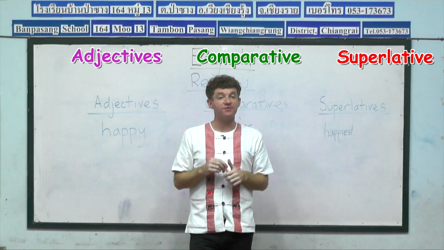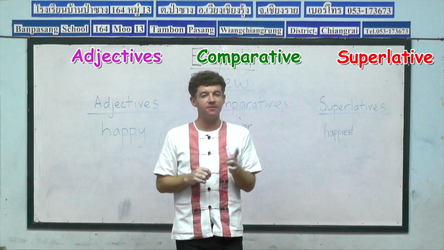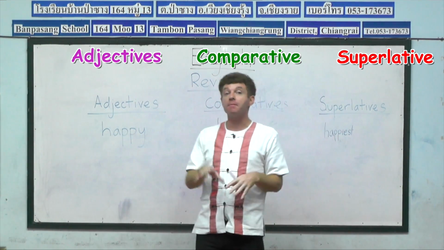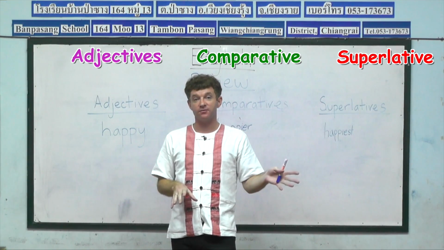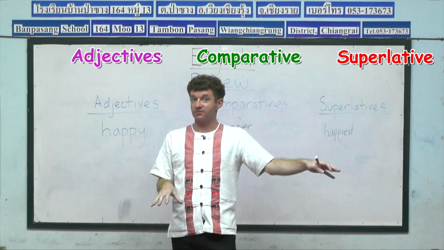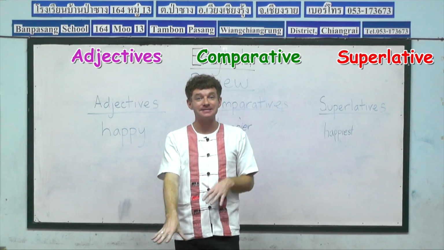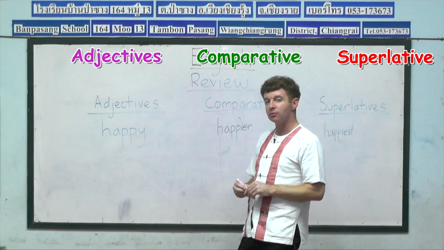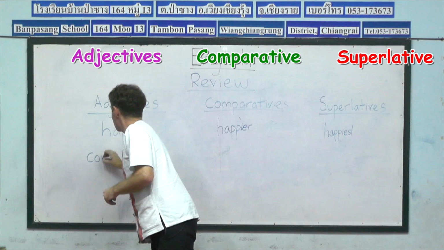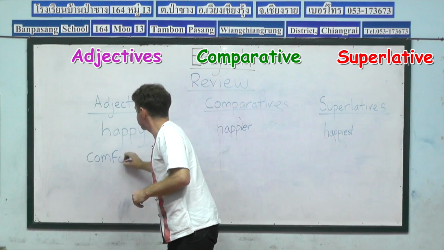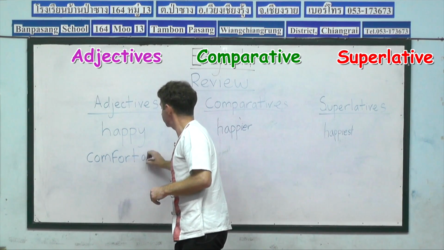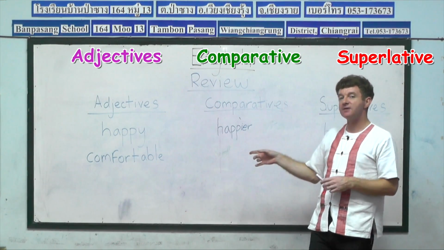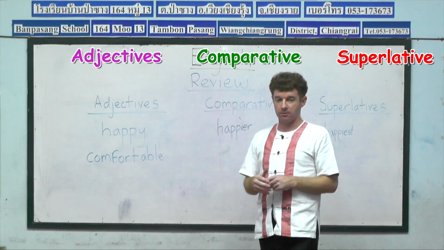But then there's other types of adjectives too, that don't end in Y. So what we need to do is use words to make them comparative or superlative, like more, most, and for lower qualities, less and least. So let's take a look at one of those examples. An adjective we could use, C-O-M-F-O-R-T-A-B-L-E. And the adjective we have now, comfortable.